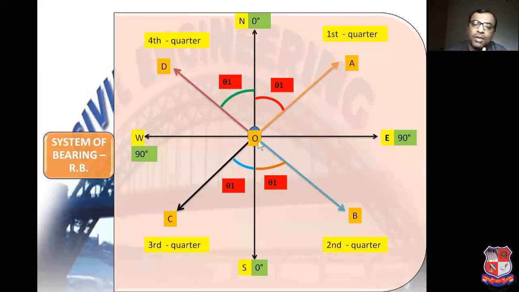Suppose your line is in quarter number 2, so you have to measure the bearing with respect to south pole in anti-clockwise direction. If your survey line is in quarter number 3, you have to measure the bearing of your survey line with respect to south and in clockwise direction. So these are the fundamental things that you require to understand before the conversion of the bearing.